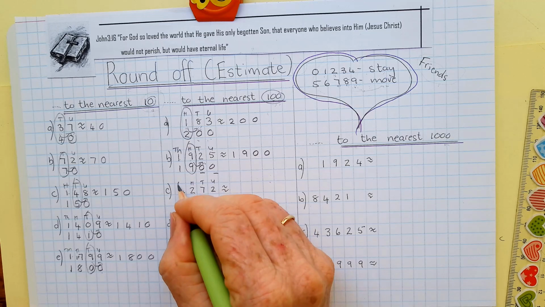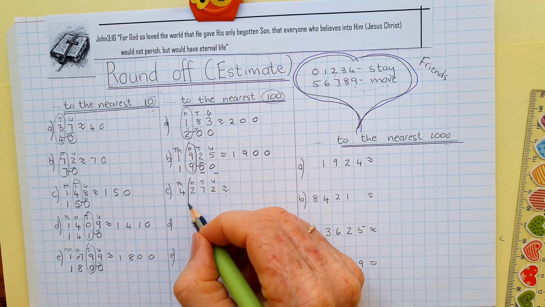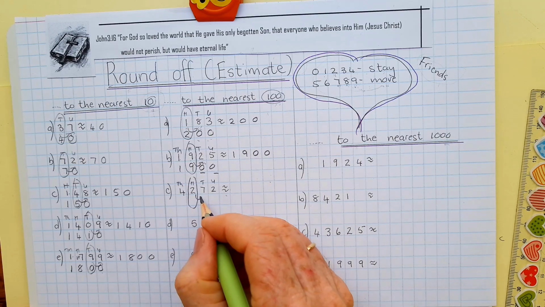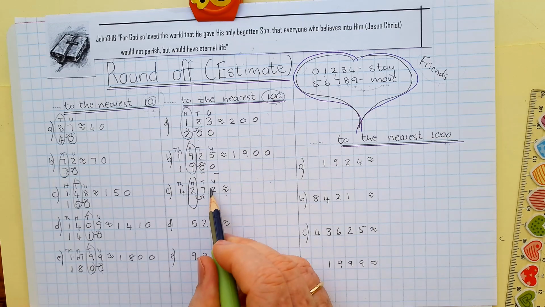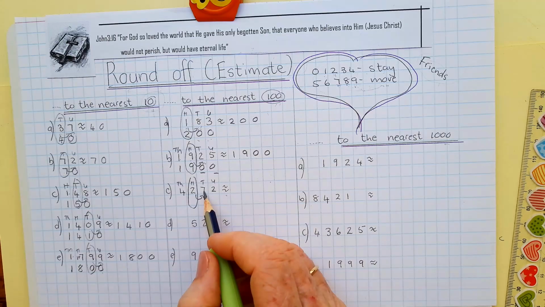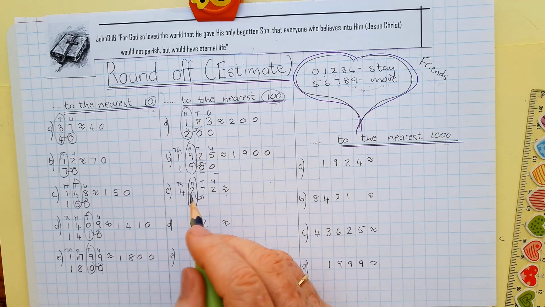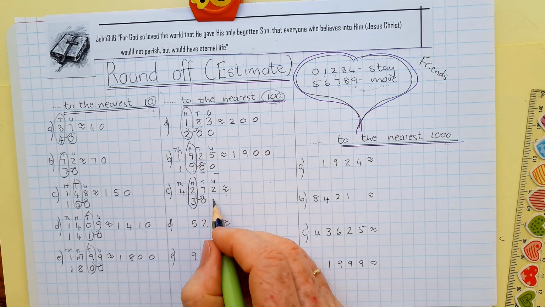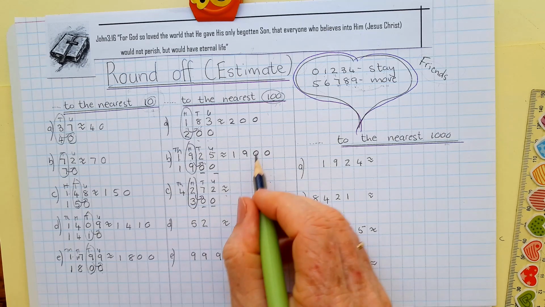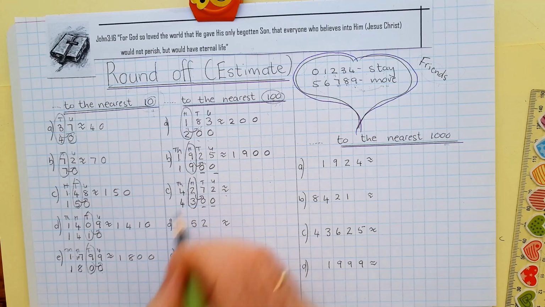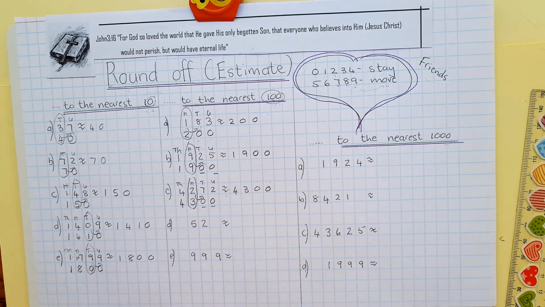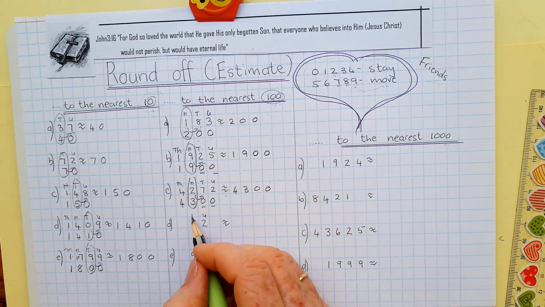Next one, I circle my hundreds because the question is still round off to the nearest 100. So I go to my friend 7, and the 7 tell the 2 it must move to 3. Hope you see this pattern. 2 zeros, 2 zeros, and the 4 just stay as it is. So it's 4,300.